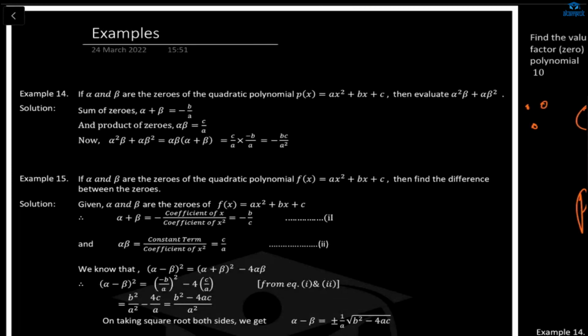Example 15. Rudronial, can you tell me what will be alpha plus beta? What will be the sum of the zeros here from the given polynomial? Minus b by a. Okay. And what will be the product of the zeros? C by a. Yeah, very good. So now, Navya, can you tell me how you can find out a minus b, which identity are you going to use? It's going to be alpha minus beta whole square is equal to alpha plus beta whole square minus 4 times alpha beta. Yeah, very good.